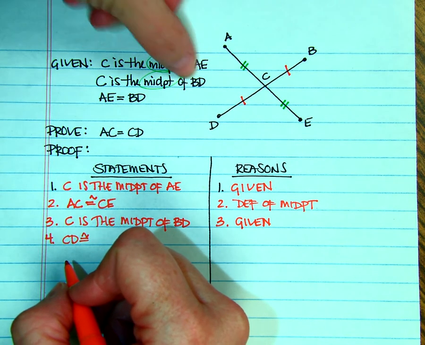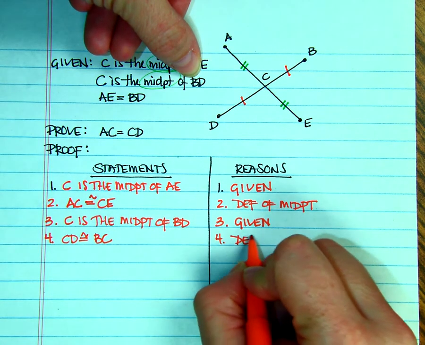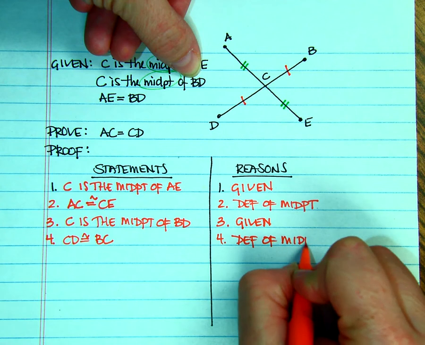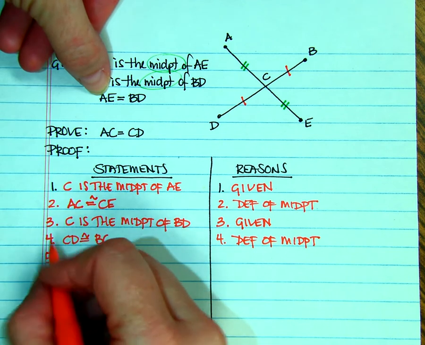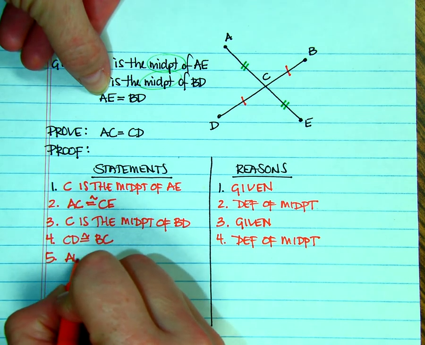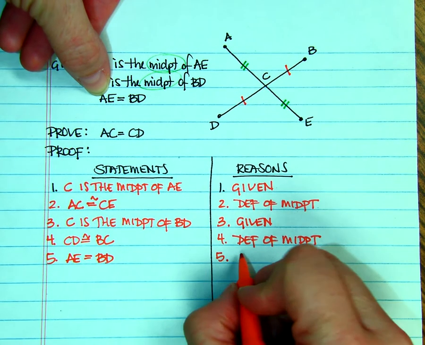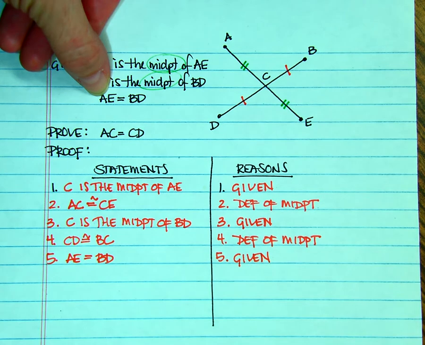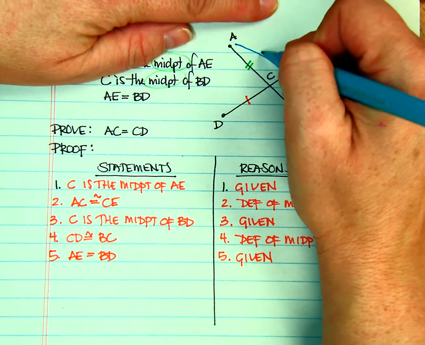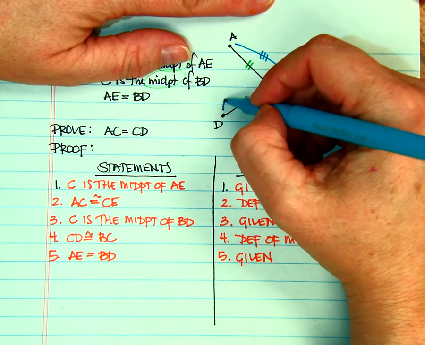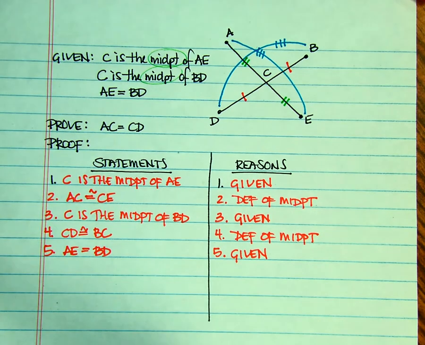Now notice I don't have that anywhere, so I can do whatever. BC by, again, the definition of midpoint. So I've exhausted that piece of given. I have one more piece of given left, and that is the fact that AE equals BD. And that would be given. So I know that AE, mark this in my diagram, AE is congruent to BD. So again, my diagram's getting a little bit busy right now.